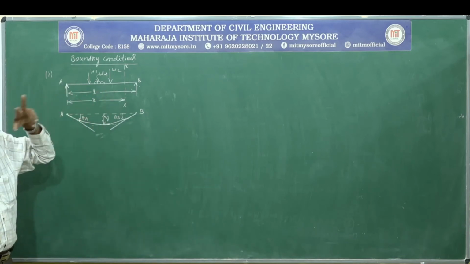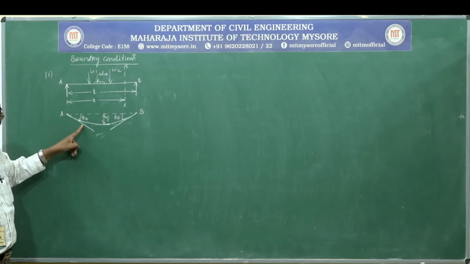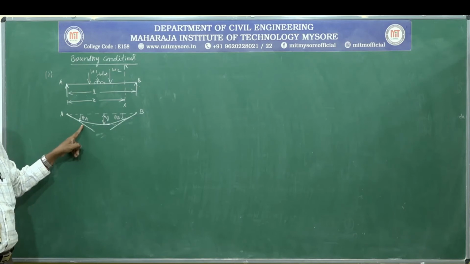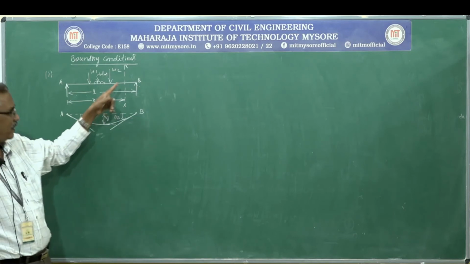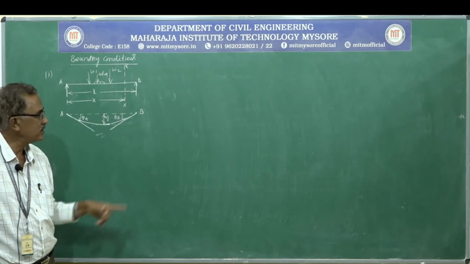That is two boundary conditions. Two more boundary conditions we can invent here: if x is equal to 0, slope dy by dx is equal to theta A, and if x is equal to L, slope dy by dx is equal to theta B.